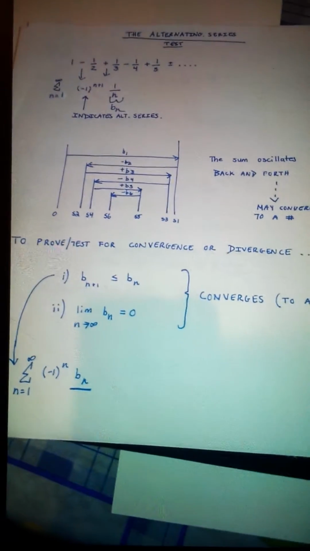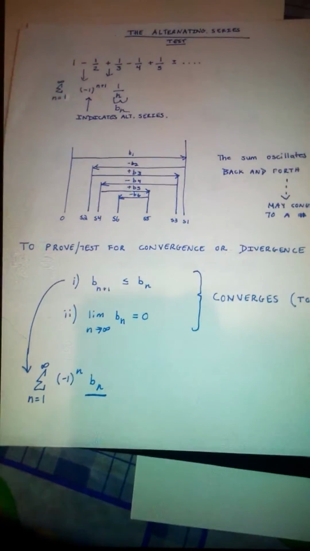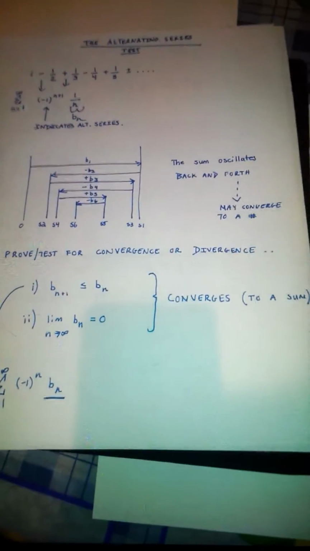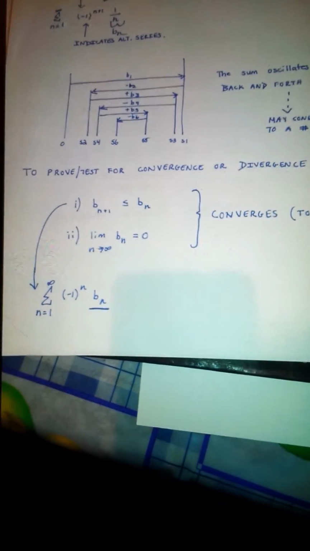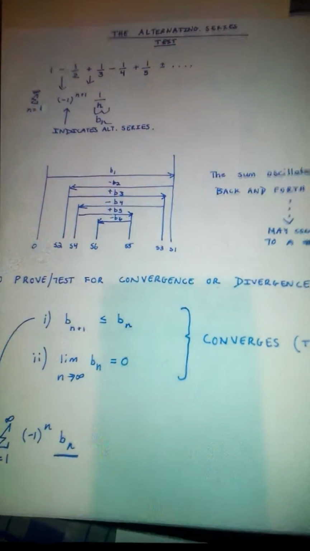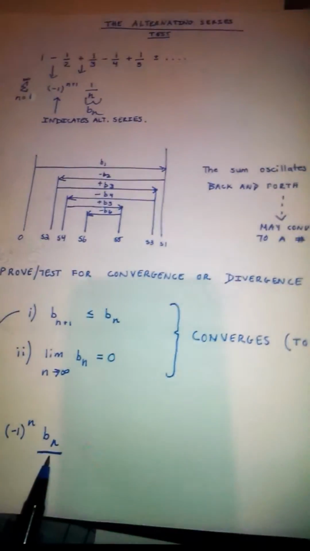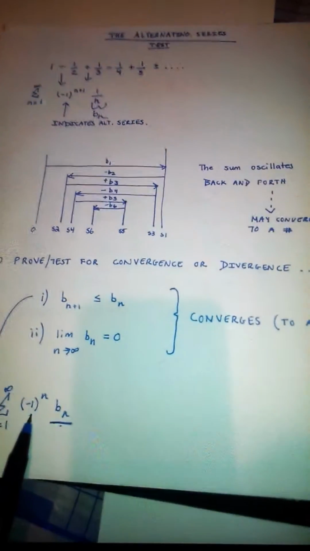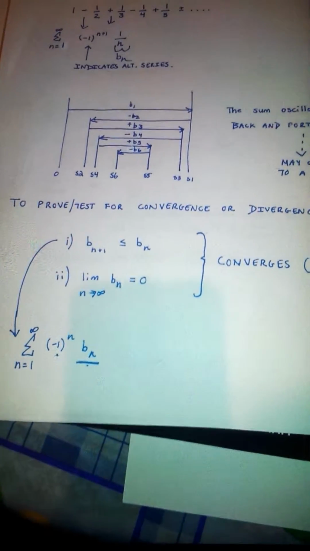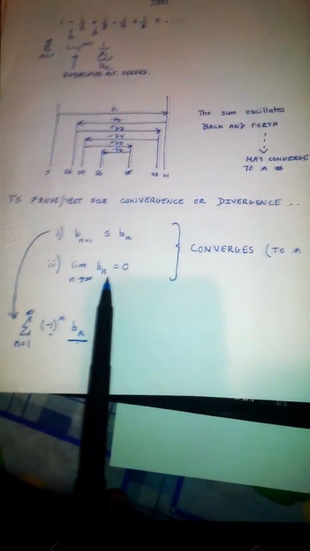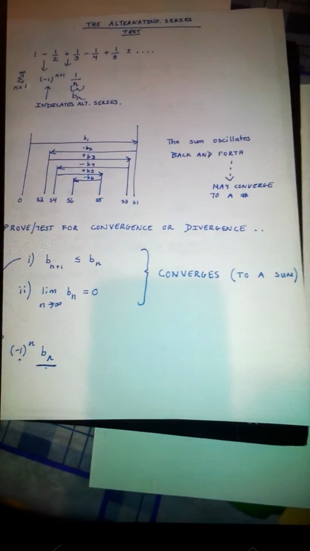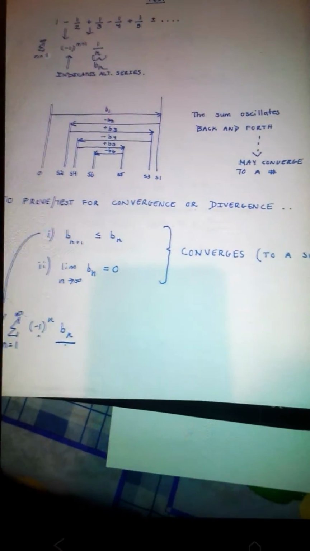To prove or test for convergence or divergence of an alternating series test, it must meet two criteria. For one, the b sub n plus 1 has to be less than or equal to the b sub n. And in this case, whenever you look at a series, the b sub n is whatever comes after your negative 1 to some power. And the second criteria is that the limit as n approaches infinity of b sub n equals 0. And if these both are true, then it converges to a sum, which is typically 0.